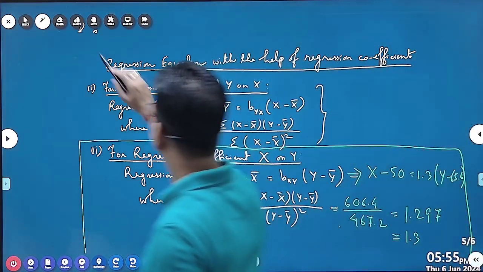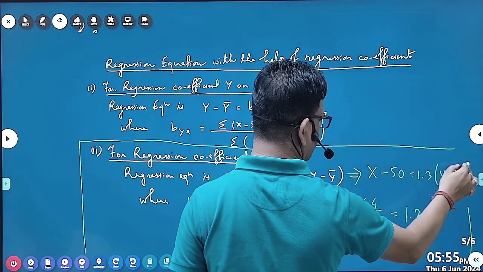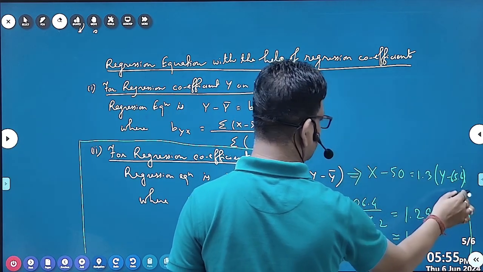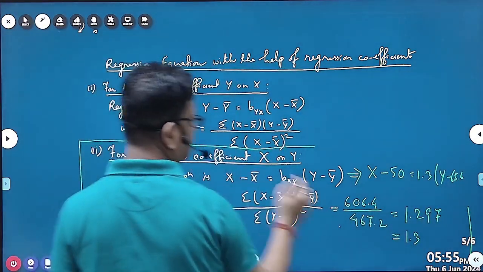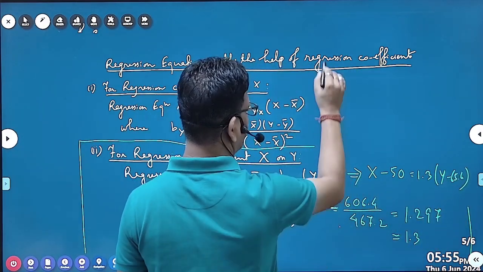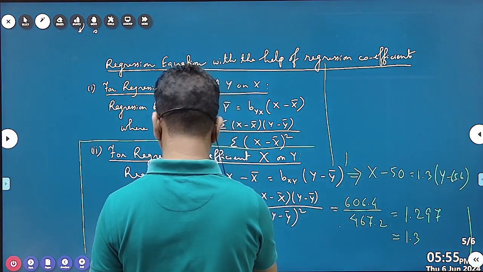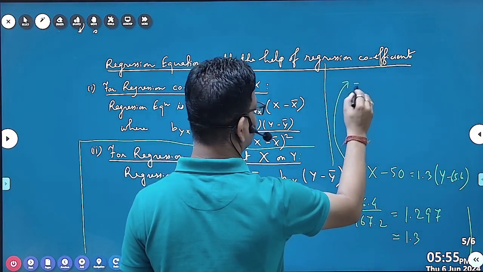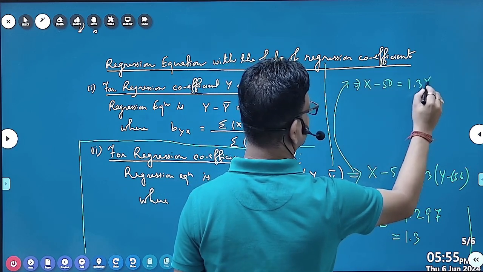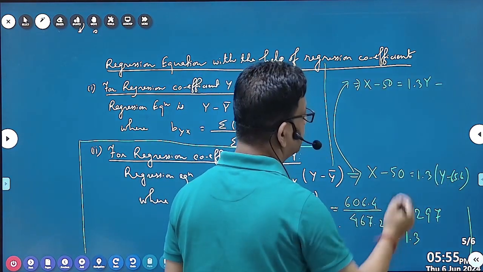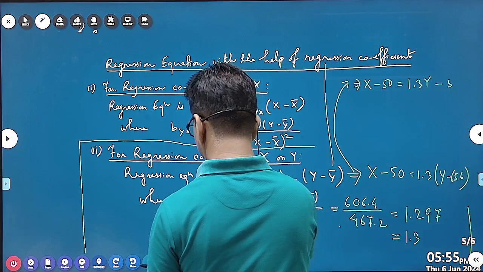So I just do it above, 65.6. Now I'm just doing it here. I hope it is clear. I'm trying to do it at the same pace for all of you. So x minus 50, this is 1.3 into y, 1.3 y only. How much is that? 85.28.